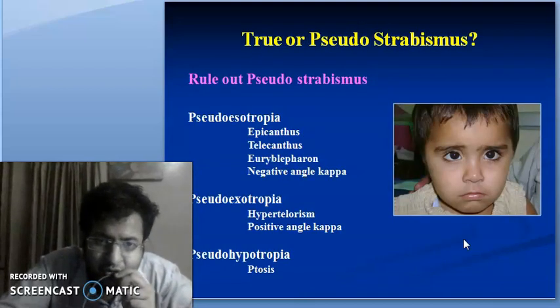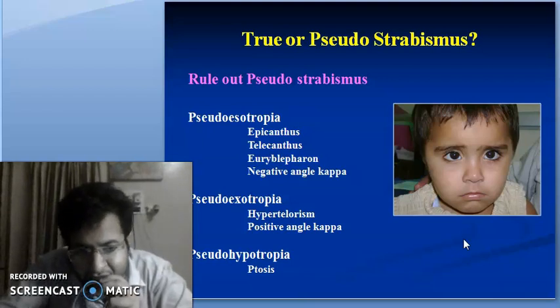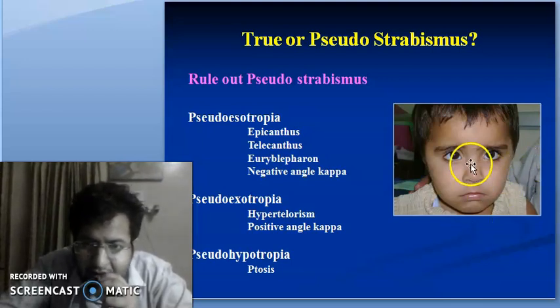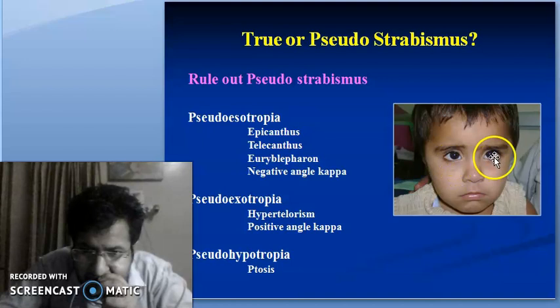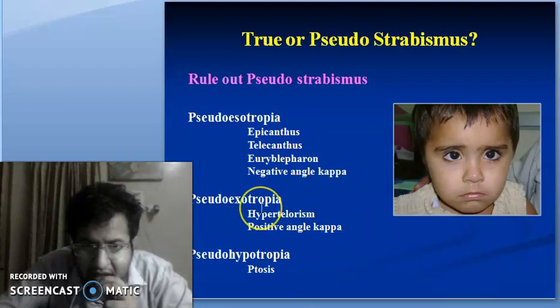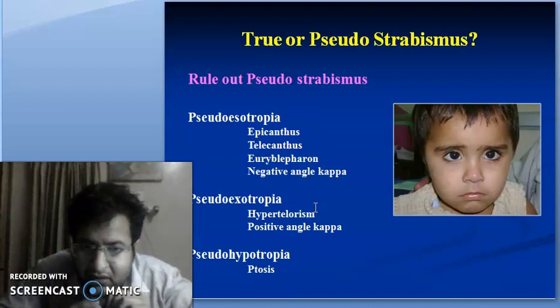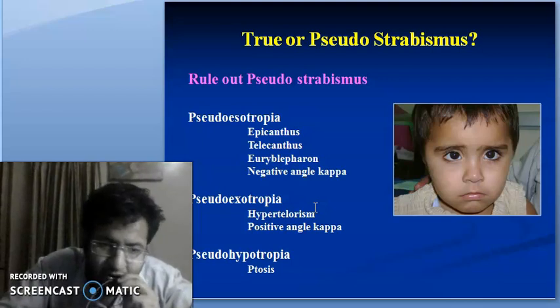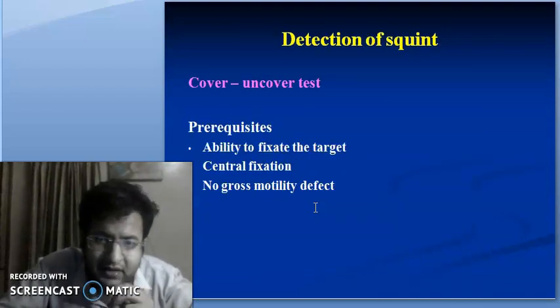What is true or pseudo strabismus? Always before labeling the patient as strabismus, we have to rule out pseudo strabismus. Pseudo esotropia, like in this case, the corneal reflex is directly over the pupil, but the patient has pseudo-esotropia. In the pseudo-esotropia, the causes can be the epicanthus, as in this patient, any telecanthus, any euryblepharon, any negative angle kappa. Causes of pseudo-exotropia are hypertelorism, when the orbits are wide apart, any positive angle kappa. What are the causes of pseudo-hypertropia? The cause is ptosis.